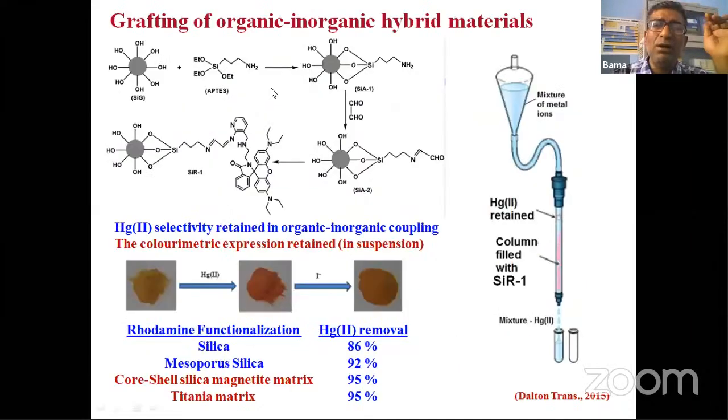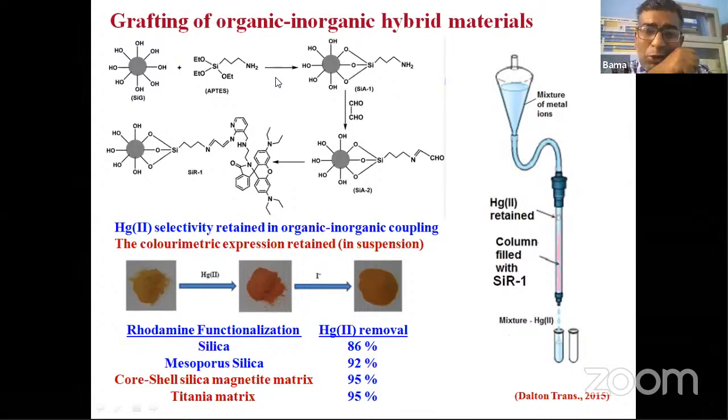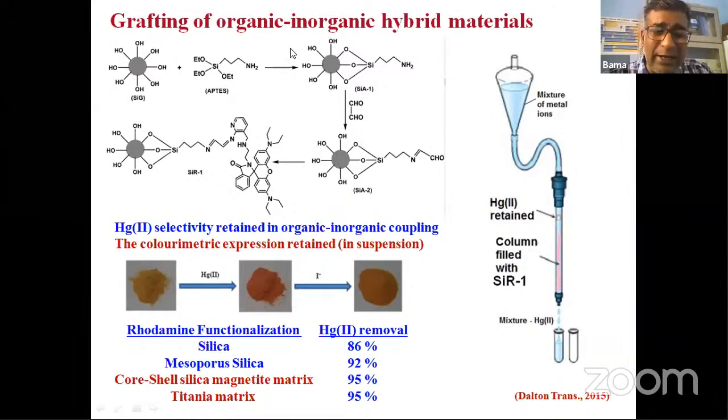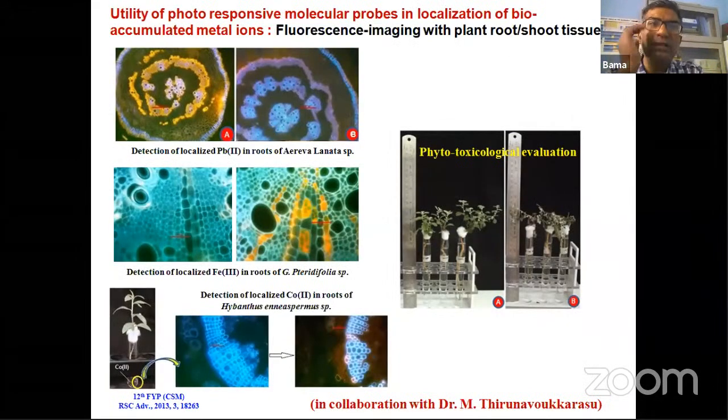Then we went for solid state detection. In solid state also, these kinds of probes are capable of interacting or giving this kind of signaling. And when it is used in the removal process, removal of that particular metal depends on the size of the substrate on which the organic part is functionalized. Anyway, we can discuss all these later on.